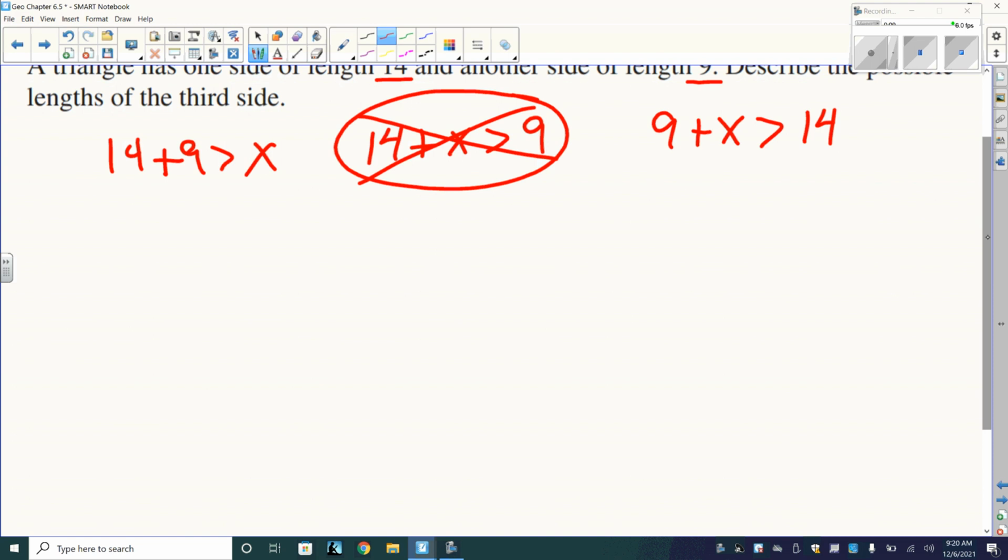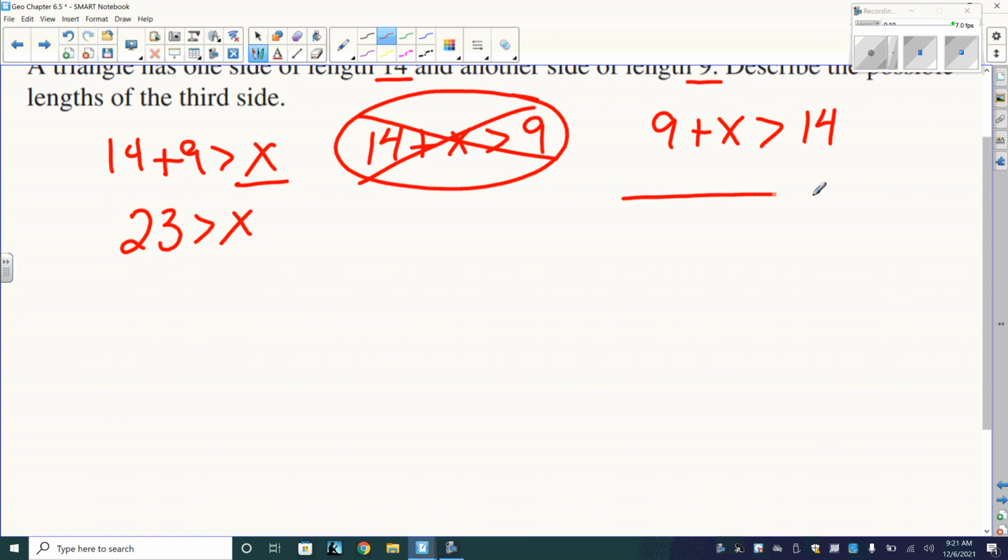Now looking at this first statement, well, we have 14 plus 9, yes? Which is 23, is greater than x. So really, whatever x is, it cannot be greater than 23. Because if it's greater than 23, well, those two side lengths added together would not be greater than the third side length. So we can't have it be greater than 23.